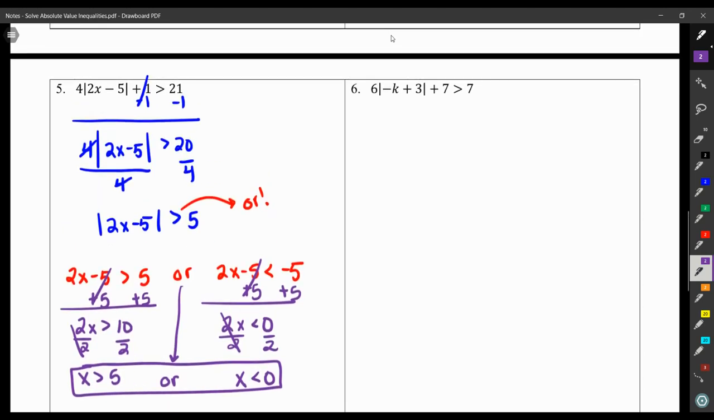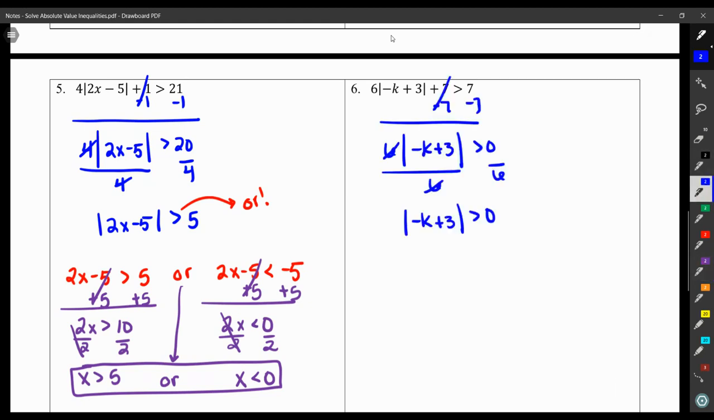Now for number 6, try to pause the video and get the absolute value isolated yourself. Here's the absolute value isolated. Now with this one, we have to think just a little bit, okay? Because there's a 0, and zeros are weird.